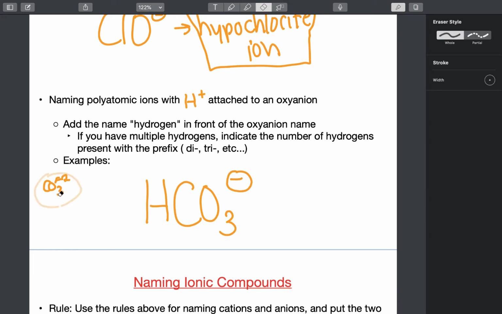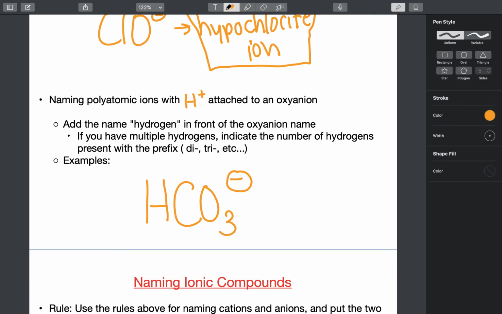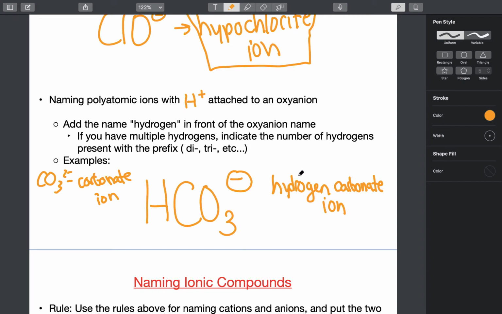So let me just rewrite this. This is another polyatomic ion that you should know. CO3 2- is carbonate. So in order to name this, all you would say is hydrogen carbonate ion. So that's how you name this. And if you had, let's just say, 2 hydrogens, you would say dihydrogen, 3 hydrogens, trihydrogen, etc. So that's pretty easy, right?